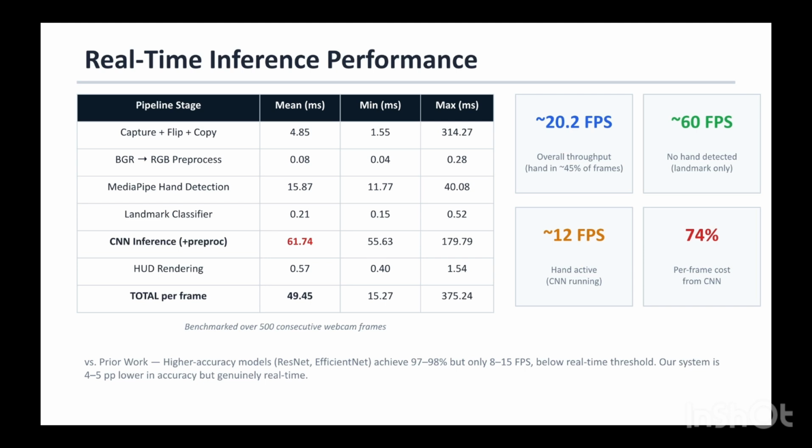Without a hand in frame, the system reached 60 frames per second. With the CNN running, it drops to about 12 frames per second for those frames. Running the CNN only every third frame yields the 20.2 frames per second on average.